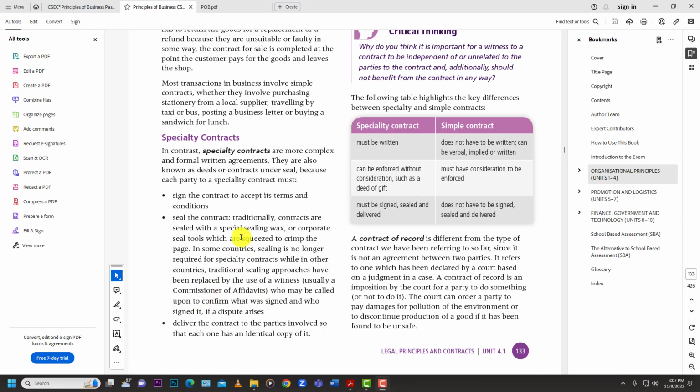And of course, the next one is that the contracts must be delivered. So deliver the contract to the parties involved so that each one has an identical copy of it.